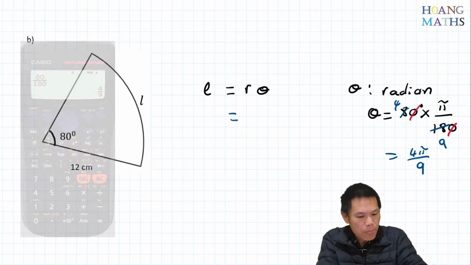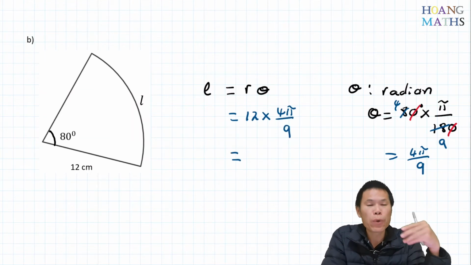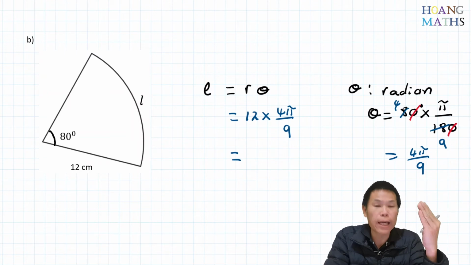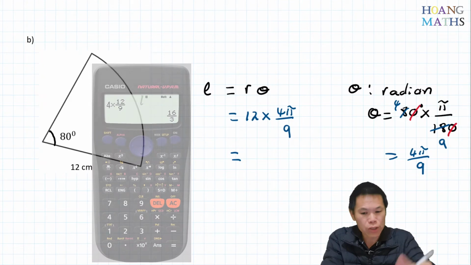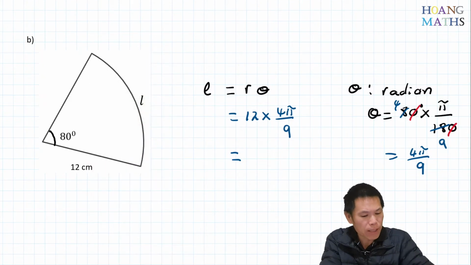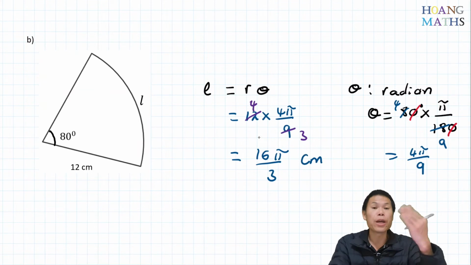So that will give me the radius, which is 12, times the angle, which is 4 pi over 9. And because we want exact, you can either put in the calculator 12 times 4 over 9 and you should get the answer. Otherwise, I can just quickly work this out. Both can divide by 3. So that gives me 3, that gives me 4. So therefore 4 times 4 is 16, 16 pi over 3. And don't forget the units, okay? So centimeters. There you go.